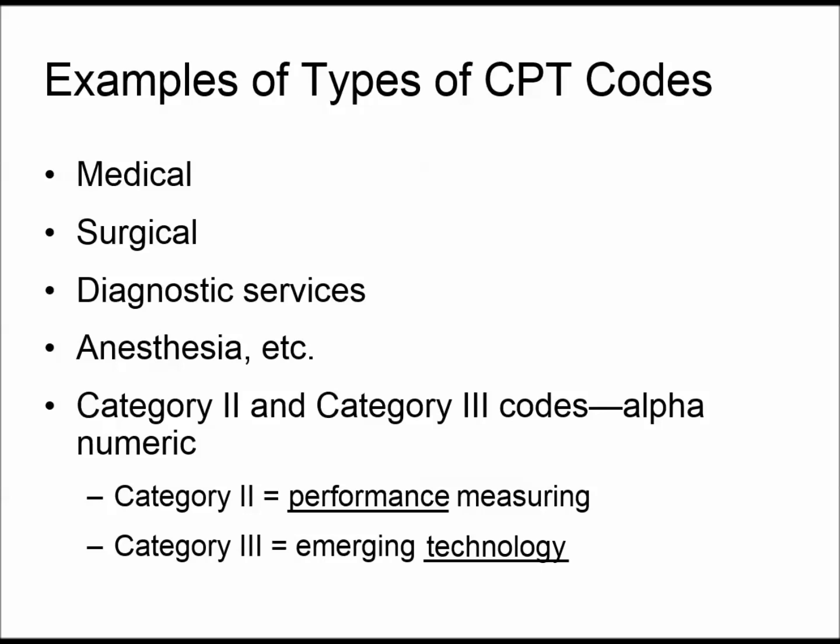And the code numbers are going to start with 99, whereas the next one is your anesthesia. Anesthesia starts with 00. It's chapter 2. Number 3 would be surgery. Number 4 is radiology. Number 5 is pathology and laboratory, and then 6 is going to be medicine.